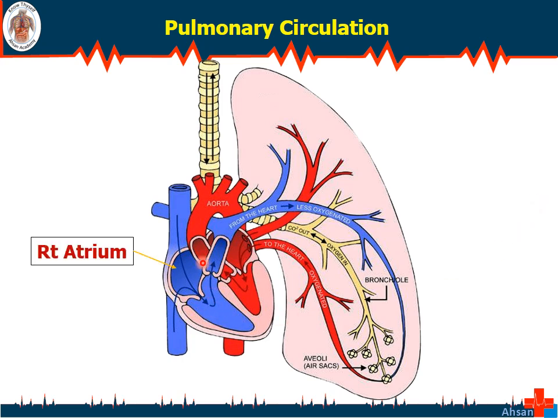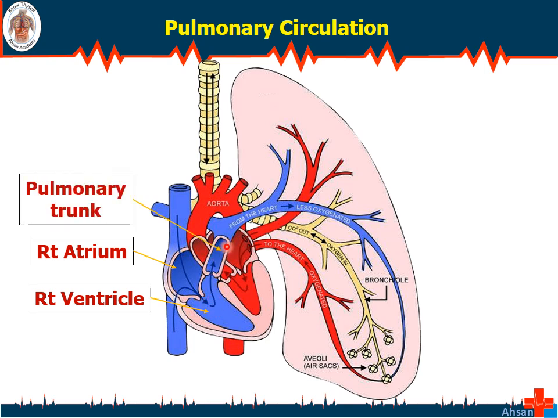So you can see this is the right atrium. Blood enters into this from all over the body. From here the blood goes to the right ventricle through the atrioventricular opening, and from the ventricle it enters into the pulmonary trunk. Right ventricle to pulmonary trunk, this is the pathway and it's guarded by the valve.